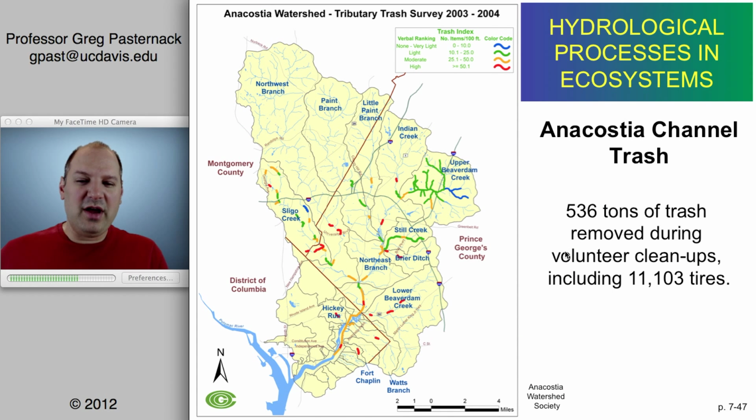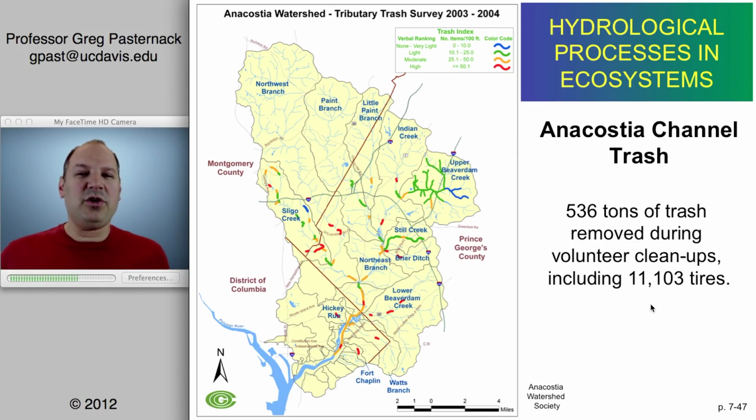So if we look at what's going on in this watershed first, here's something you've probably never seen before, a trash map. So people walked up and down the streams, and the areas shown in red here are places where there's more than 50 pieces of trash per 100 linear feet of channel. So substantial amounts of trash. Volunteers removed 536 tons of trash during cleanups in the early 2000s, including over 11,000 tires.